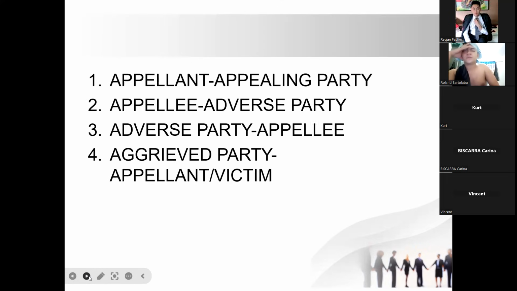Ang appealee naman, of course, that is the adverse party kung saan kontra yung appeal na ginawa ni appealant. Again ang appealant, that is the appealing party, while appealee naman, that is the adverse party. Ang aggrieved party class, tinatawag natin yan na yung side ng victim natin. Okay? So yan yung appealant, appealee, adverse party, and aggrieved party.